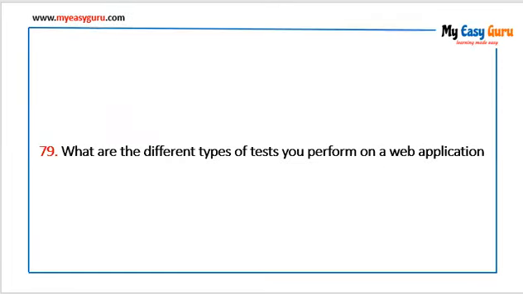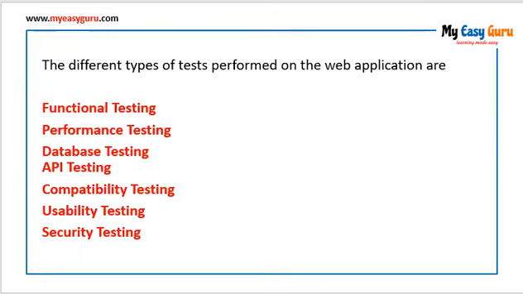Next question is, what are different types of tests you perform on a web application? You know what is a web application, right? Suppose Amazon, Flipkart, these websites are very well known to everyone. So these are the web applications. So different types of tests we perform on a web application, and these would be functional testing, performance testing, database testing, API testing, compatibility testing, usability testing, security testing.